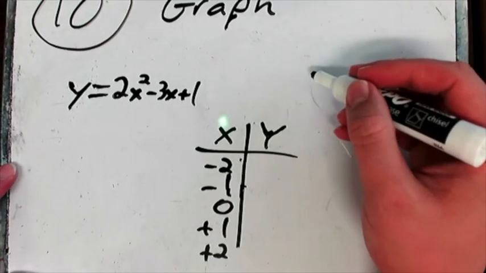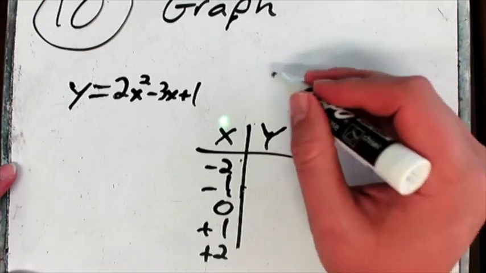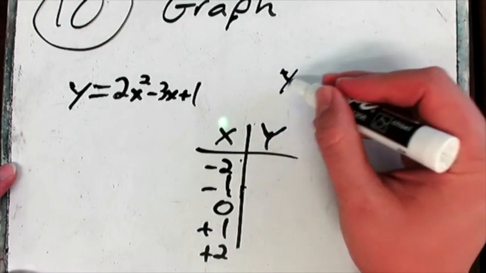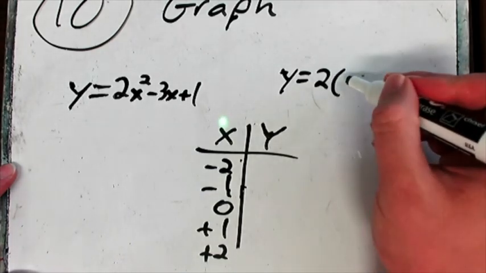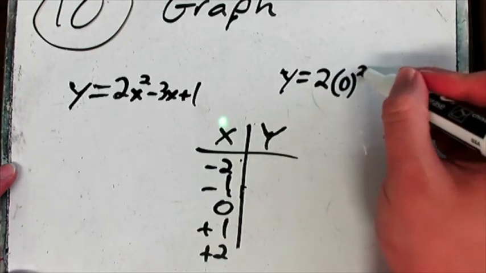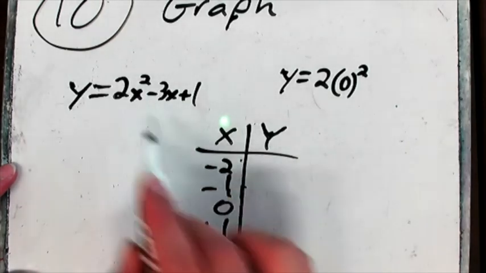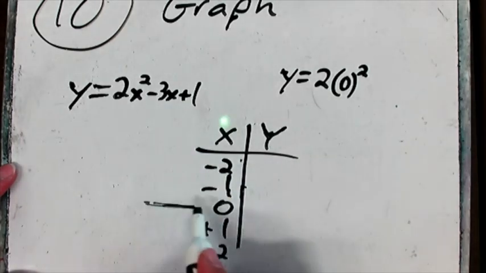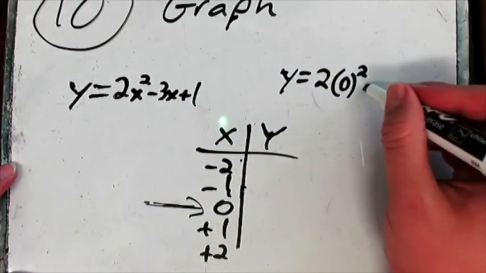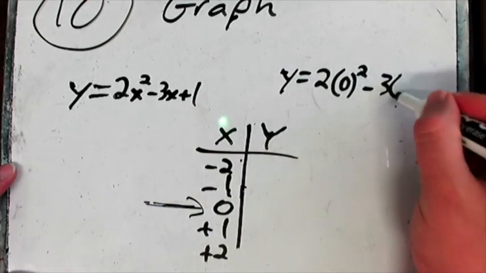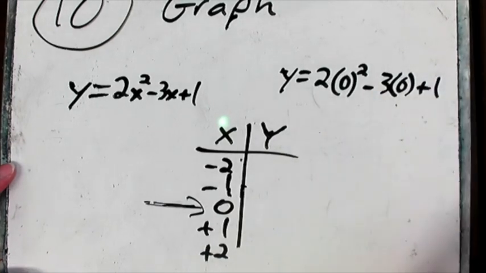So let me write this out once, just so you can see what I'm doing. So I'm going to drop the, well, actually, let's do the y equals. So y equals 2 times 0 squared. See how this is 2x squared? Well, I'm plugging in 0 first. We're going to start here on 0. Then I've got minus 3 times 0. Then I've got plus 1.